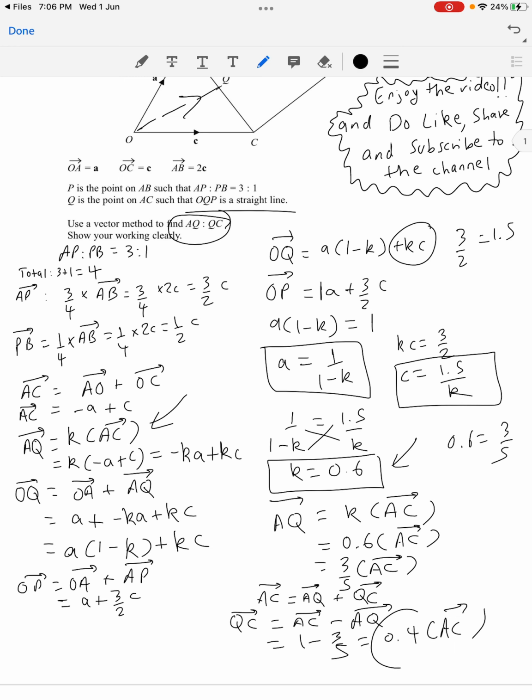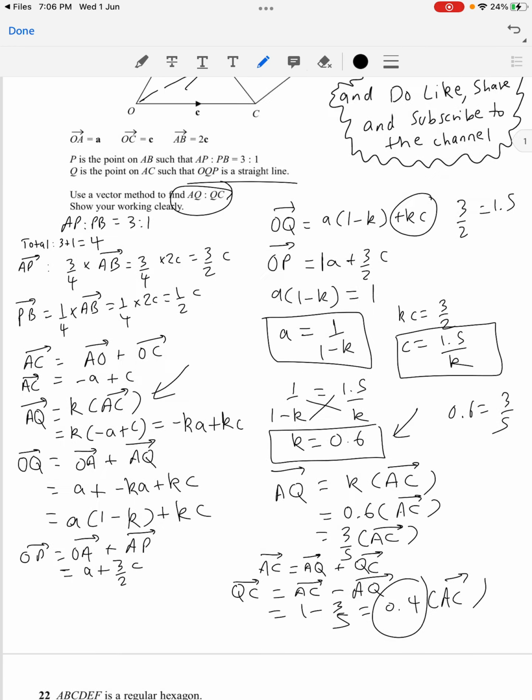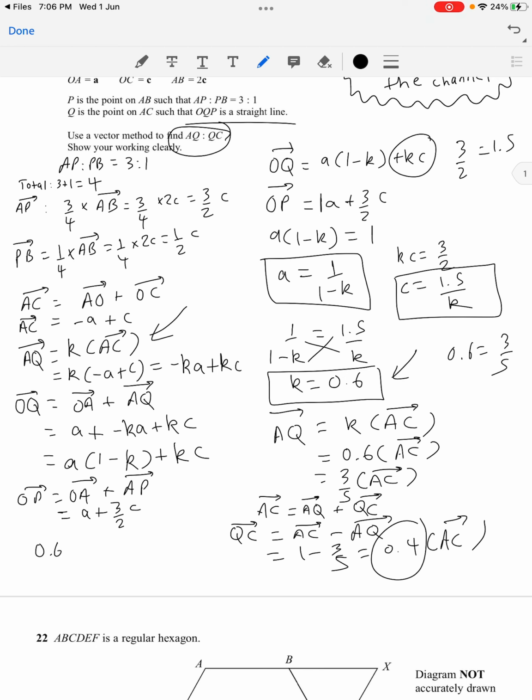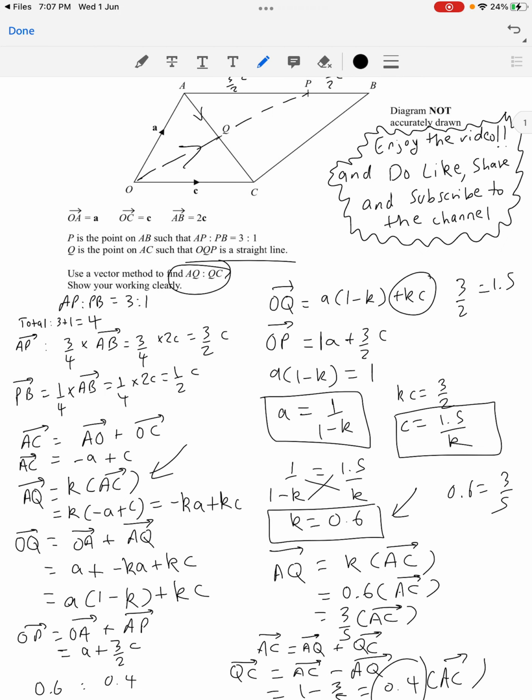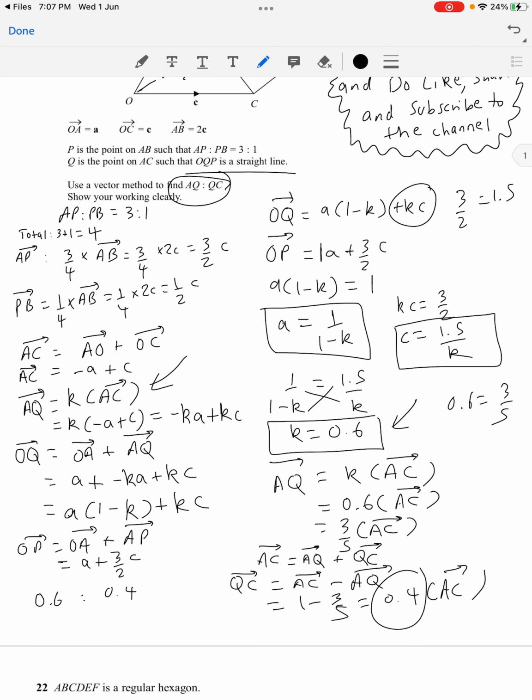Alright, so we found out that that is 0.4. We're just going to equate 0.6 to 0.4. Note that 1 minus 3/5 is not the assumption of AC and AQ. It's just that since we know AQ is 3/5 of AC, and the total line must add up to 1, we just do 1 subtract 0.6 to get the other portion, which is 0.4.